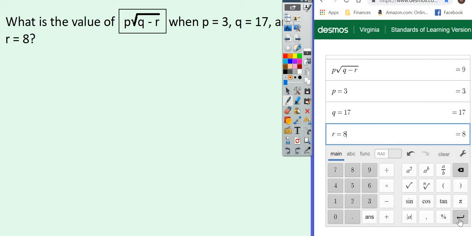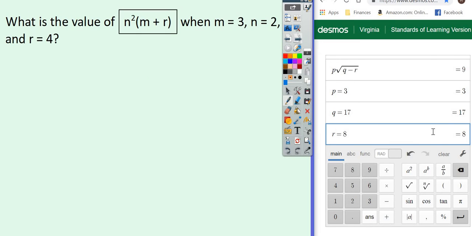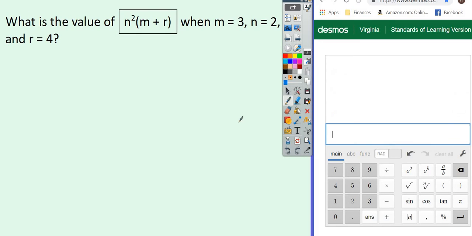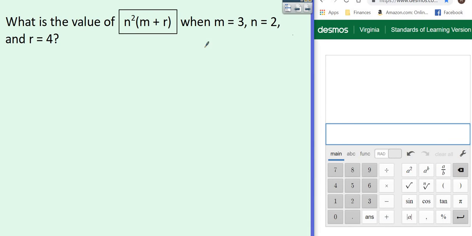Now, I'm going to make sure I did it correctly. I see that my answer is 9, but let's make sure. It's P square root of Q minus R. I got that. P is 3, Q is 17, and R is 8. So I know that my answer of 9 is correct. Okay, please practice as you watch these videos. That way you can make sure that you are typing everything in correctly.